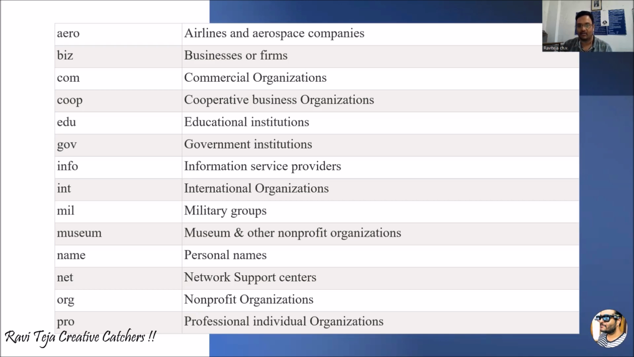INT is for international organizations. MIL is for military groups. Museum, we rarely come across, but it is also one of the existing domain names; .museum goes for museums and other non-profit organizations. You can also give some personal names as well. And .net comes for network support centers. .org goes for non-profit organizations, and .pro is for professional individual organizations, okay? All these are the domain name systems. Based on these domain names, how the host or the server will react, we are going to see now.